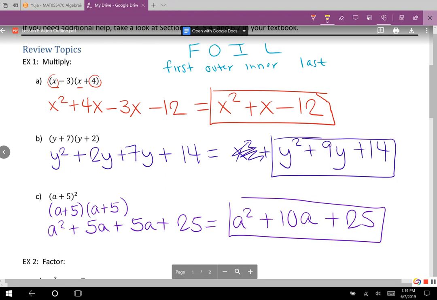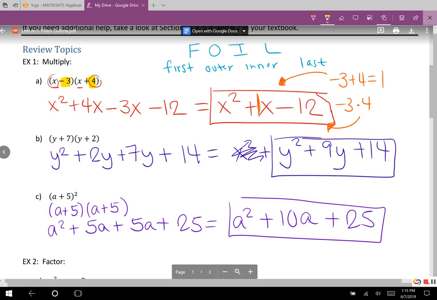Now I wanted to point out one other thing that's happening here. Notice that in example A, we were multiplying x minus 3 by x plus 4. We had a minus 3 and a plus 4. The thing that I want you to notice is the middle term is a 1x, and the last term is a minus 12. Notice that minus 3 plus 4 is 1. That's the middle term. Minus 3 times 4 is minus 12, the last term. And this pattern holds with my other examples.